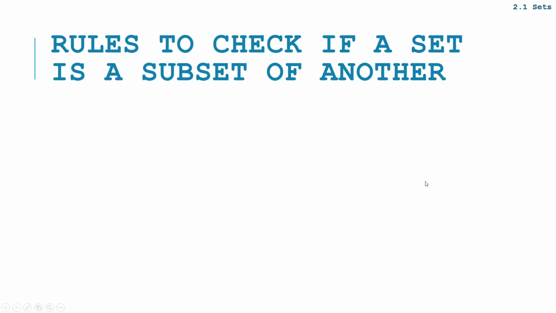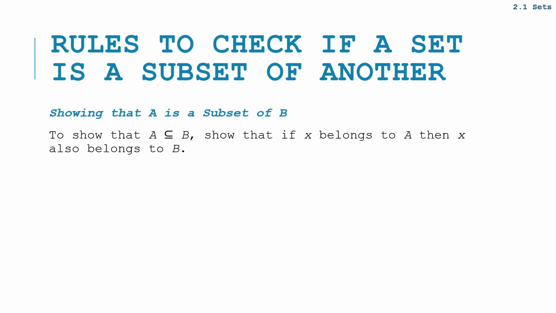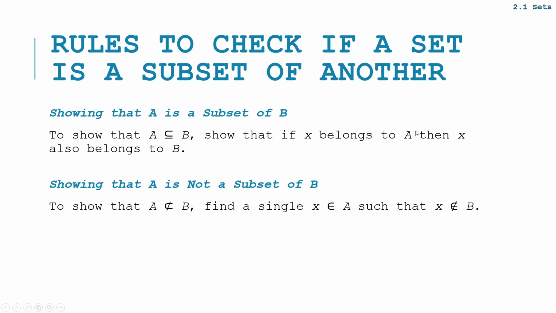Rules to check if a set is a subset of another. To show that A is a subset of B, we need to show that if x belongs to A, then x also belongs to set B. To show that A is not a subset of B, we need to show that there is an element in A that is not an element of B.